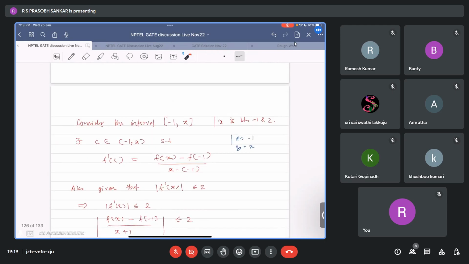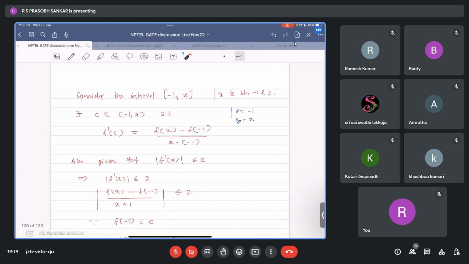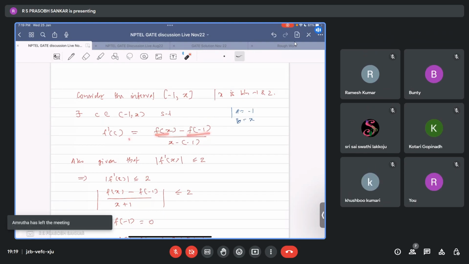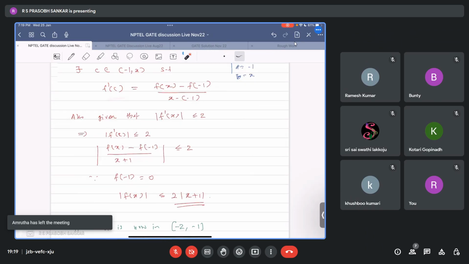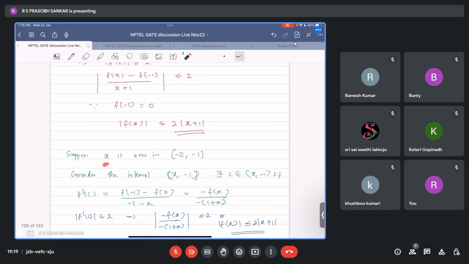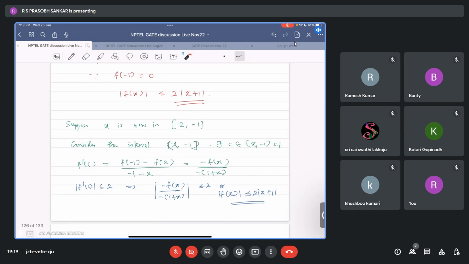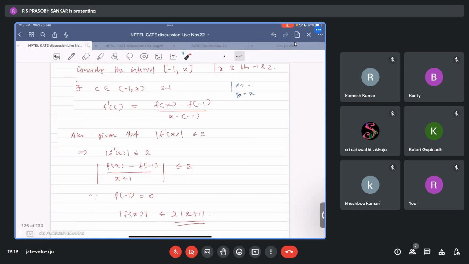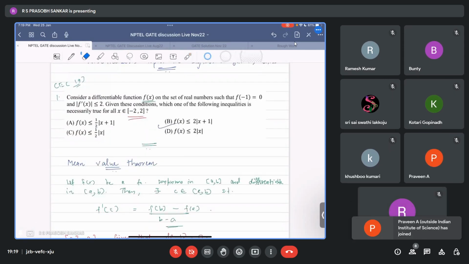Then we just applied the mean value theorem in the interval minus 1 to x to get the result that f of x minus f of minus 1 by x minus minus 1 is this f prime c, and that will lead us to the result mod f of x less than or equal to 2 times mod x plus 1. Similarly, we choose the other interval and apply the same mean value theorem, and we end up with the same result. So the correct answer is mod f of x less than or equal to 2 mod x plus 1. If I have more time at the end, I can explain this again, but for the time being, option B is the correct answer.